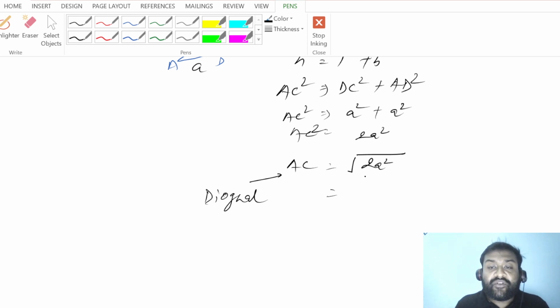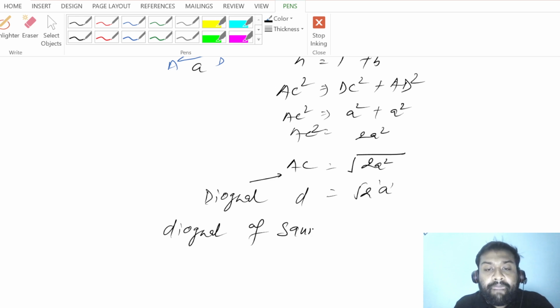AC square is root under 2 A square. So AC can be written as D, where D denotes the diagonal. D equals root 2 times A, since A square is under the root it becomes A. So the diagonal of a square is equal to root 2 A. Diagonal of a square we have got as root 2 A.